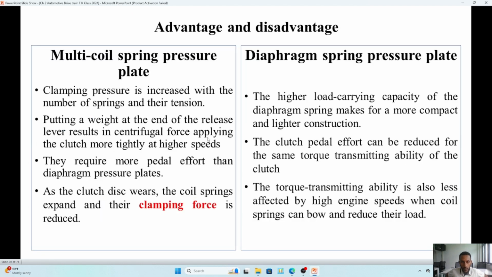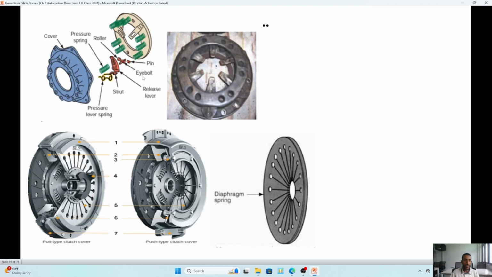When we come to the advantages and disadvantages of the multi-coil spring pressure plate and diaphragm spring pressure plate, if we consider the clamping force, the clamping pressure increases with the number of springs and their tension. That means if we increase the number of springs, or maybe the tension, the clamping force also increases. So for these types of clutch, for example light duty vehicles, heavy duty vehicles and machineries, they require us to transmit a high amount of torque from the engine to the gearbox. So they require at the same time a high amount of clamping force. That's why they need additional or high tension springs.